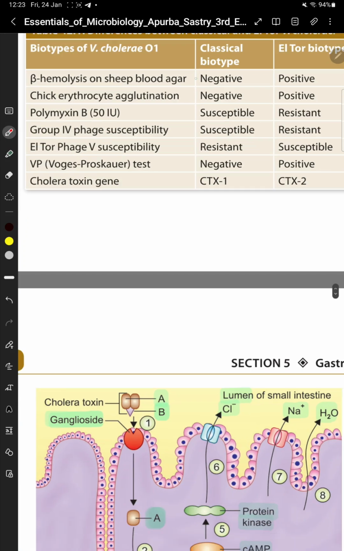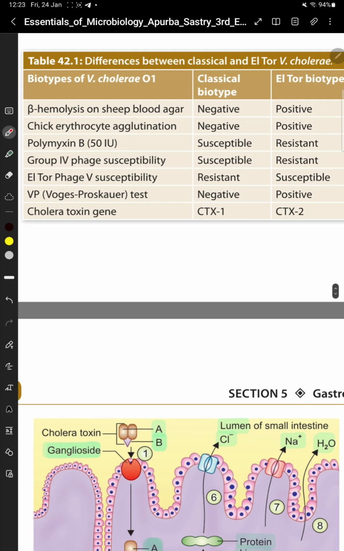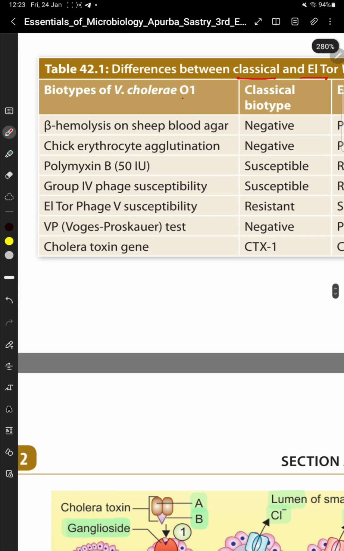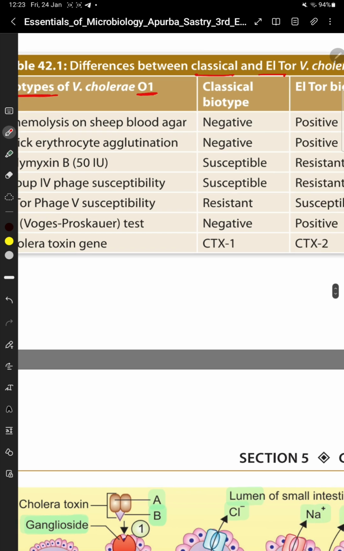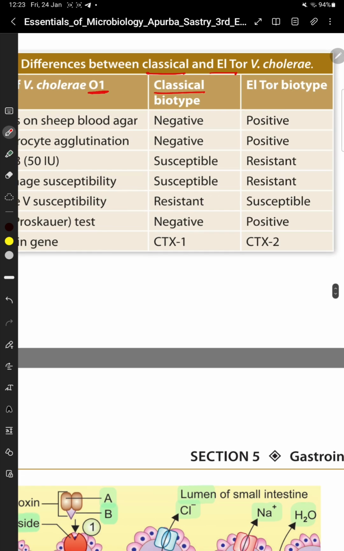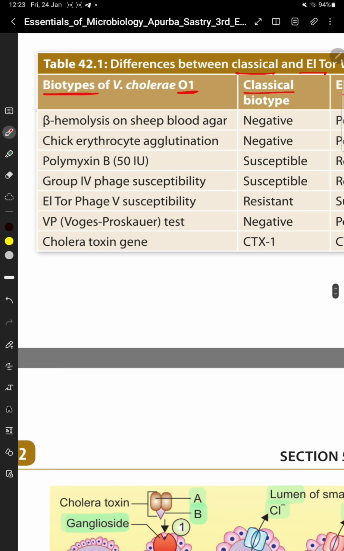Let's see the difference between classical and El Tor biotypes of Vibrio cholerae. So Vibrio cholerae O1 is a serogroup of Vibrio cholerae. This serogroup O1 has two biotypes, that is classical biotype and El Tor biotype. Let's see the differences. First difference is on the basis of beta hemolysis on sheep blood agar.